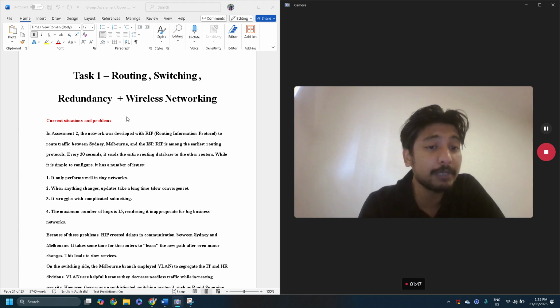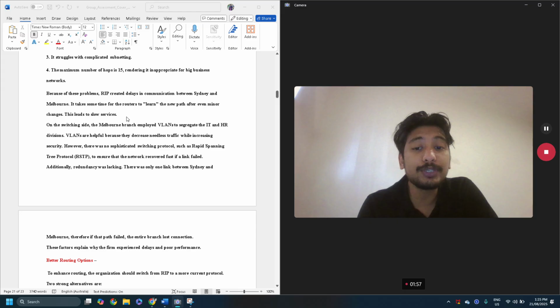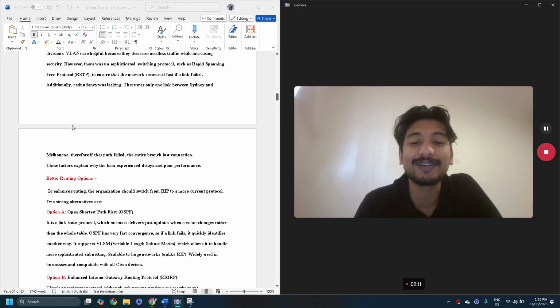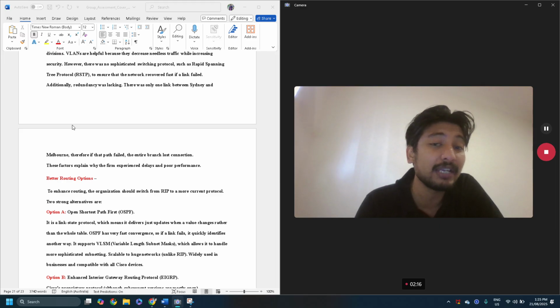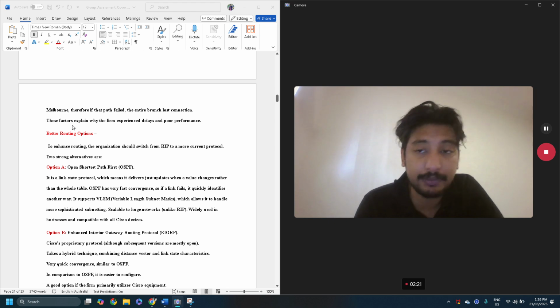The problems in assessment 2 were that RIP was simple but caused delays because it was old and not scalable. The switching setup used VLANs but lacked fast recovery protocols. And there was no redundancy, meaning single points of failure. So, solutions for assessment 3.